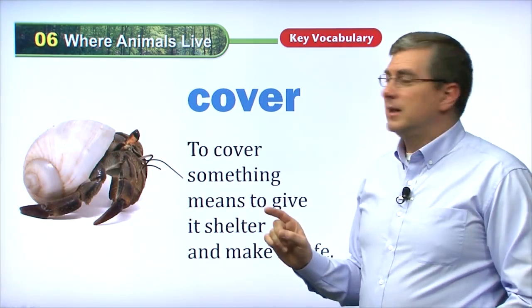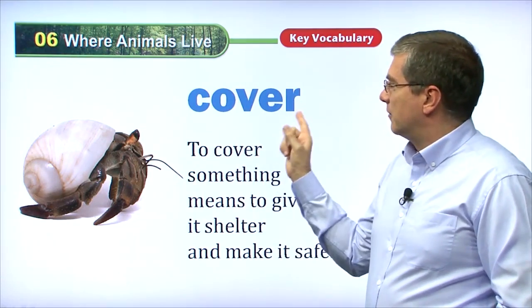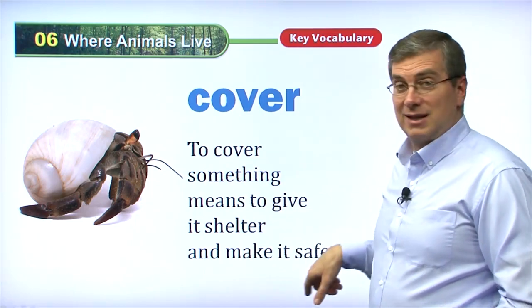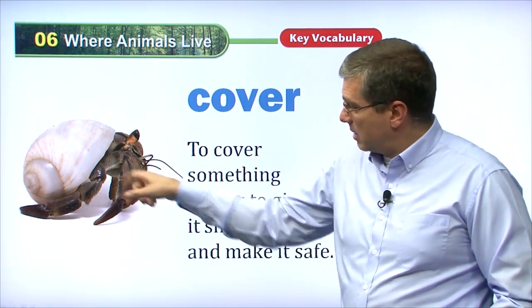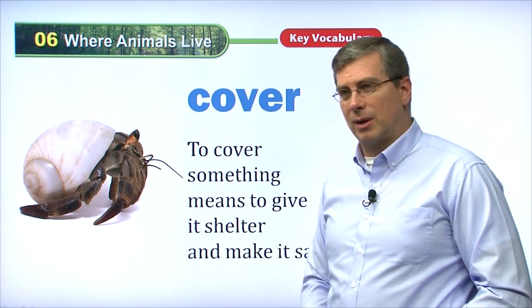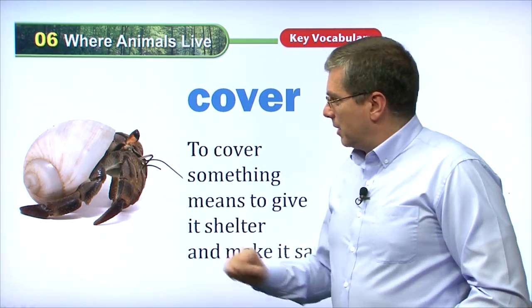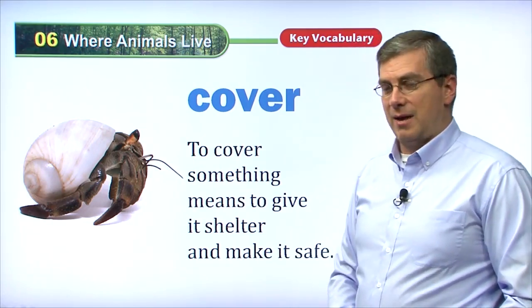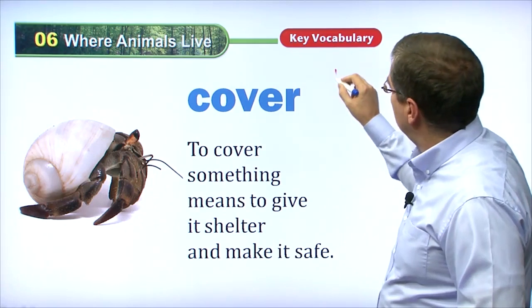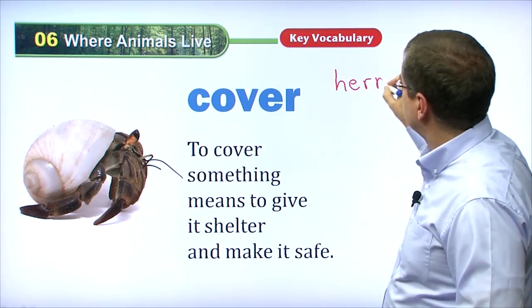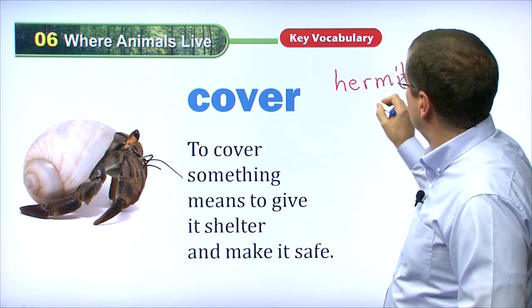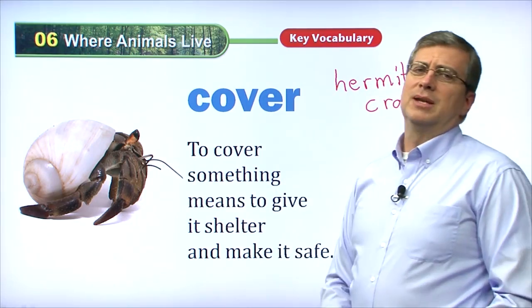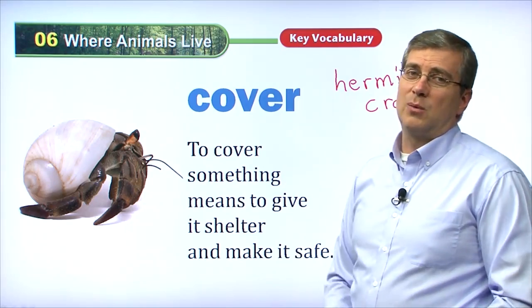Now, we also have a word here. This is not a habitat, but it's a verb: to cover. To cover something means to give it shelter and make it safe. So what kind of animal is this? Kind of a cute animal, right? It's a cute little crab here, and this is a special type of crab. It's called a hermit crab. So this animal is a hermit because he lives alone. He's a hermit crab. And they're very cute. You probably have seen these before. Maybe you've had one as a pet before.